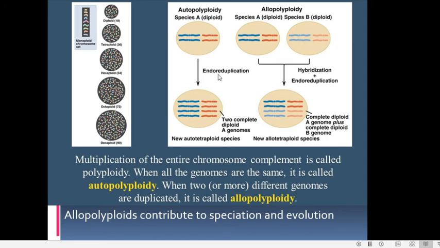That means the doubling of chromosomes without associated cell division. There will be doubling of chromosomes, but there will be no cell division and no separation of these divided chromosomes into daughter cells. That is called endoreduplication. So these chromosomes will be present in the same cell itself. That is how autopolyploidy arises.